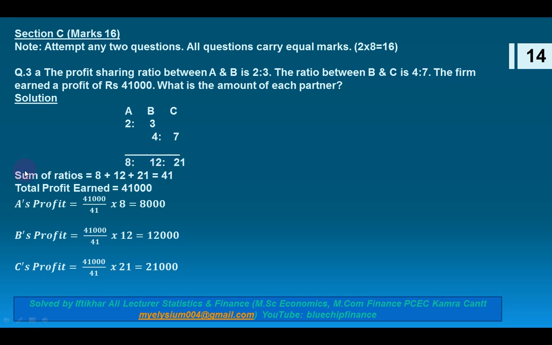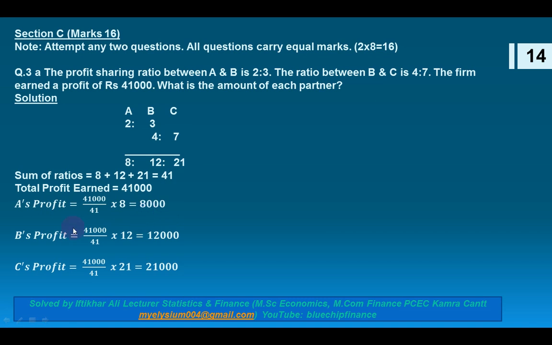So first of all we take the sum of these ratios, which is 41, and now what is the total profit? 41,000. 41,000 divided by 41 will give us the one part of the profit, and A should have 8 parts of the profit, and B should have 12 parts of the profit, and C should have 21 parts of the profit. So the case is very simple: if we have one part of the profit, we just simply multiply that one part with 8. We can get A's share of the profit, and that is 8,000.